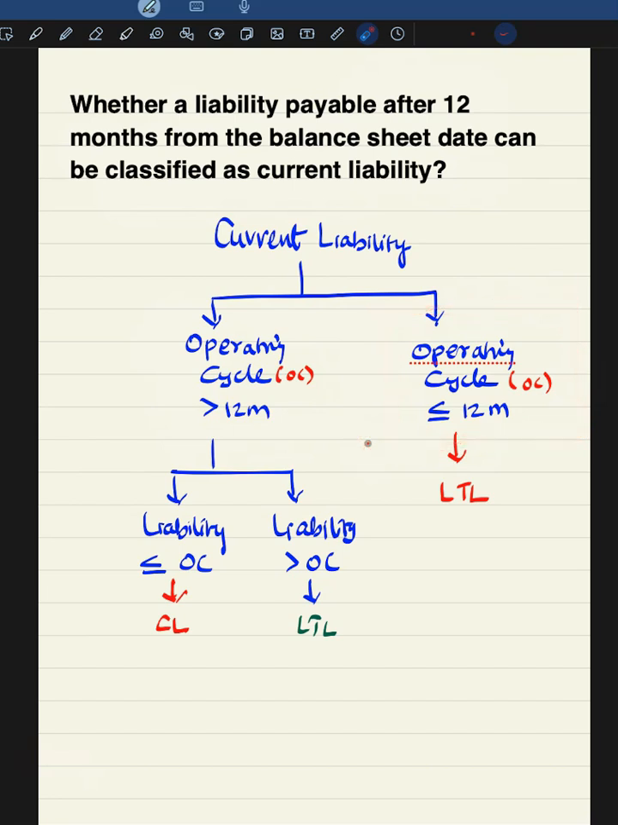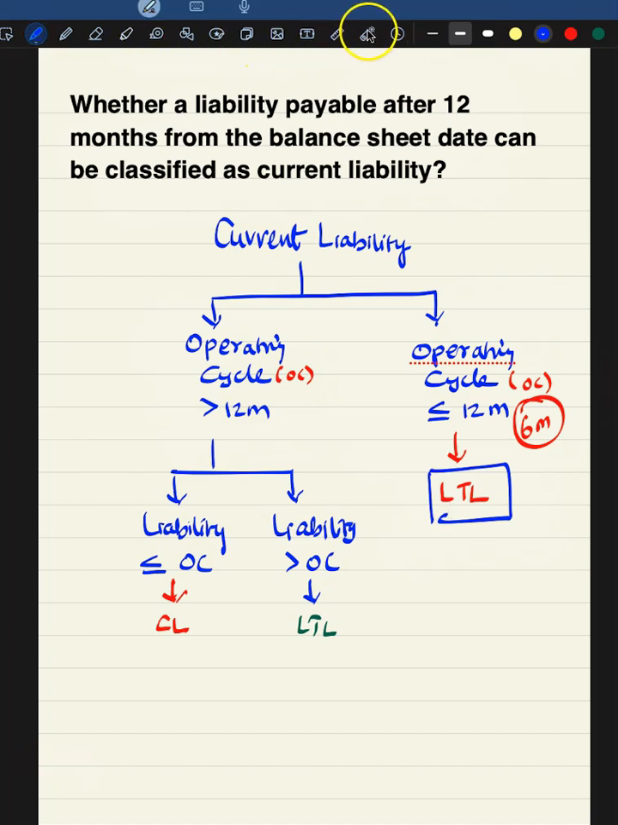If the operating cycle is less than or equal to 12 months and if the liability is payable after 12 months, then that is a straight case of classification as a long-term liability and not as current liability. Let's say, for example, the operating cycle is only 6 months, but the liability that is lying on the balance sheet date is payable after 12 months. So that is exceeding the operating cycle period. So for that reason, we will classify it as long-term liability and not as current liability.